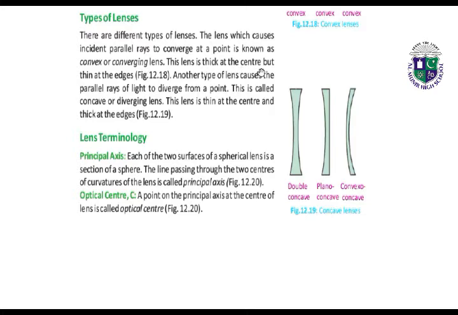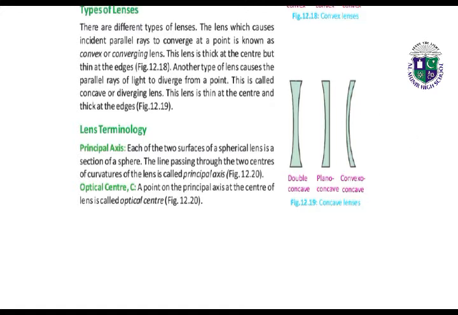ये इस तरह जो convex lens होता है वो दरमियान से thick होता है लेकिन उसके edges thin होते हैं. Look at this. Another type of lens causes the parallel rays of light to diverge from a point. This is called the concave or diverging lens. This lens is thin at the center. ये दरमियान से thin होता है और उसके edges thick होते हैं.